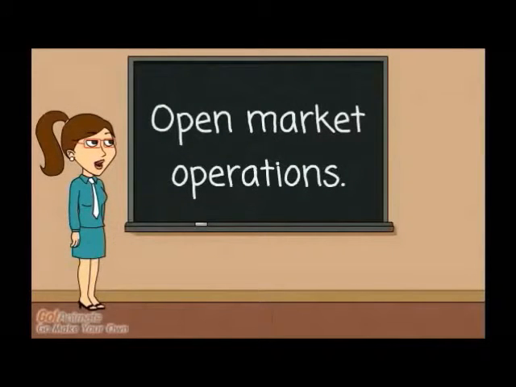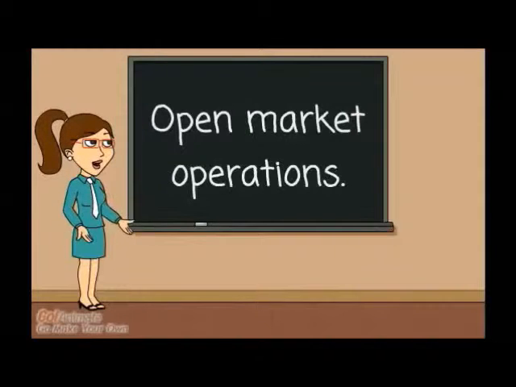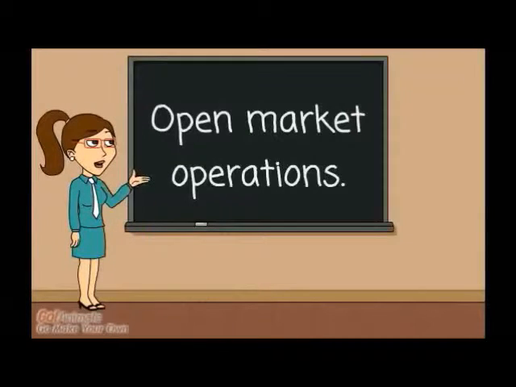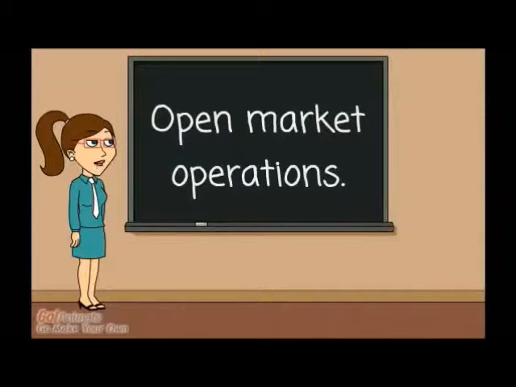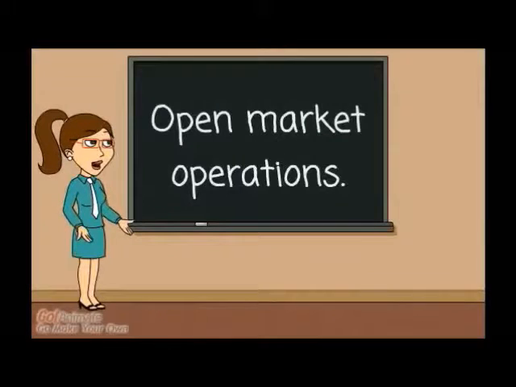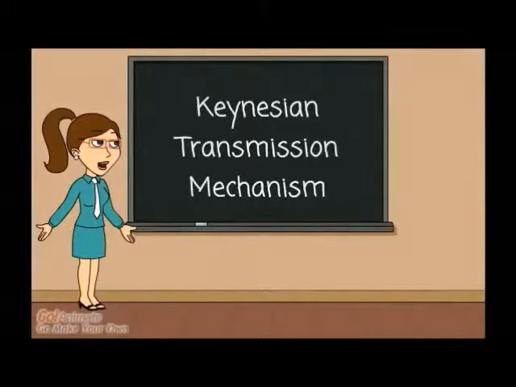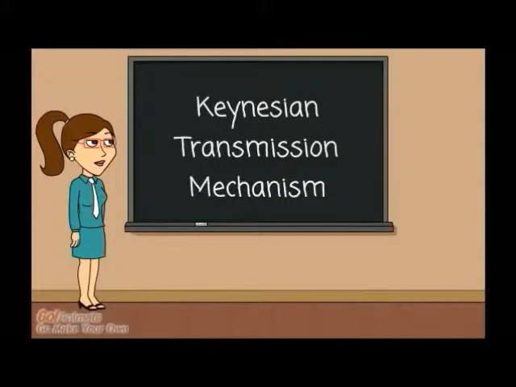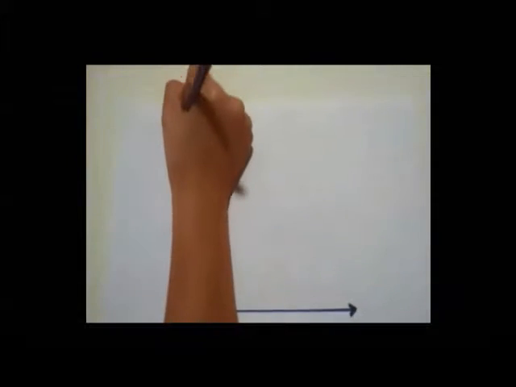OMO refers to the buying and selling of government securities in the open market by the central bank. The central bank will buy securities from commercial banks and the public when money supply is to be increased. This increases their reserves and their ability to create credit. This results in falling interest rates, which eventually leads to an increase in Y. The Keynesian transmission mechanism will help illustrate this point.